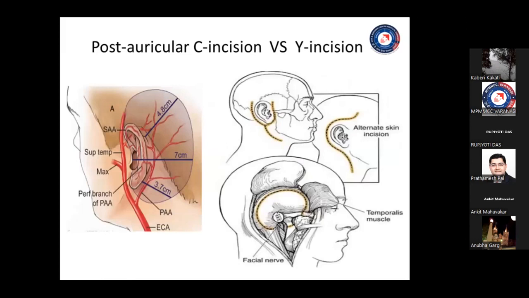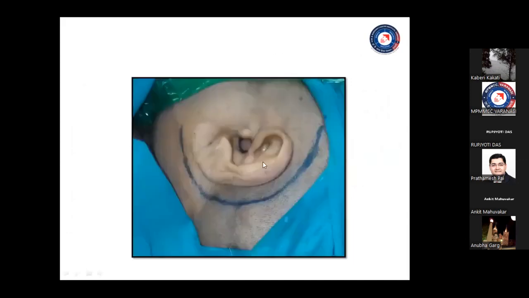Earlier, a Y incision was planned for access to the postauricular part as well as the parotid part. However, with this incision, because of the postauricular and the preauricular incisions, the pinna vascularity gets endangered and they land up in pinna necrosis. So now the trend has changed to the postauricular C incision, by which we can also access the parotid. So this is the postauricular C incision, and this is the incision in the ear canal.